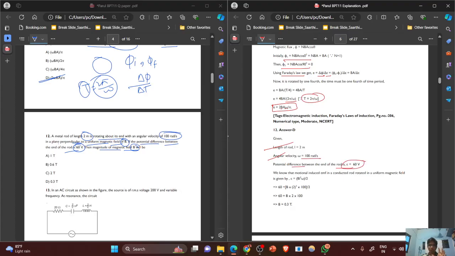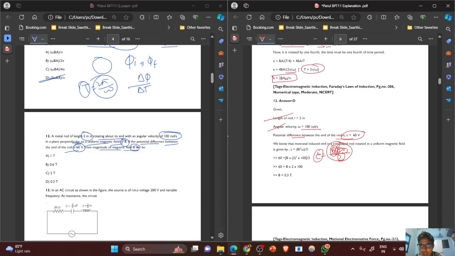If a rod is rotating, the EMF induced is given by B L square omega by 2. So we know the EMF, we know omega, we know L, we know 2. We just need to calculate B. So it's a simple equation. Putting all the values here, you get B equals 0.32 Tesla. So B is simply 0.32 Tesla.